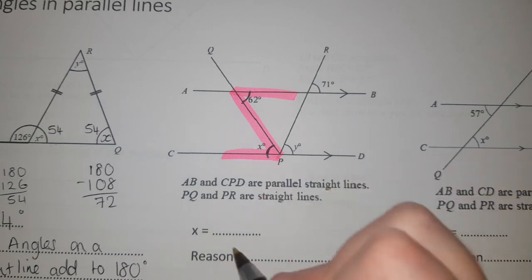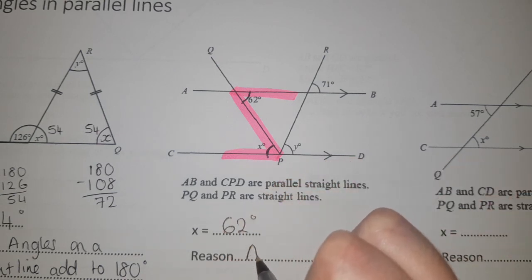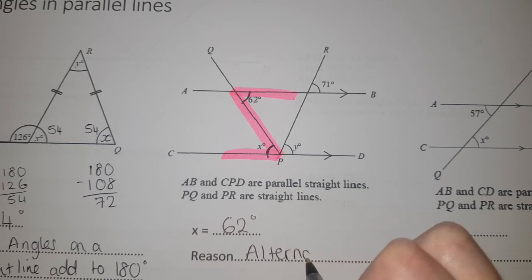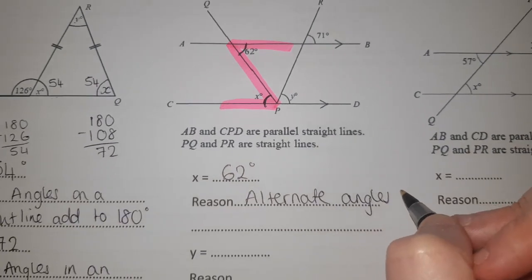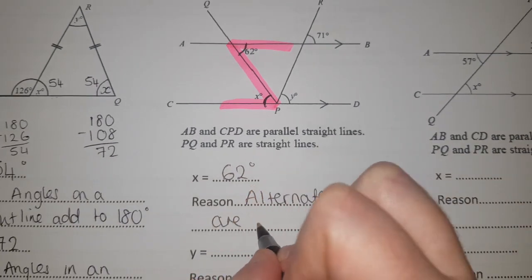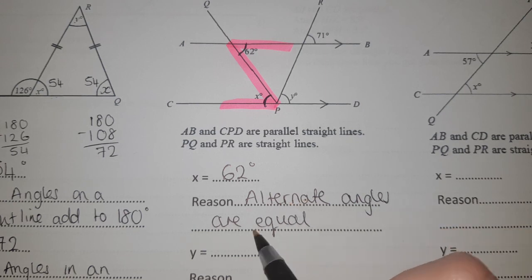So I know that angle X is 62 degrees, and you cannot just write alternate angles. That is not enough information, okay? They are looking for alternate angles are equal. You have to understand what the alternate bit actually means. So you do need the are equal part on the end.